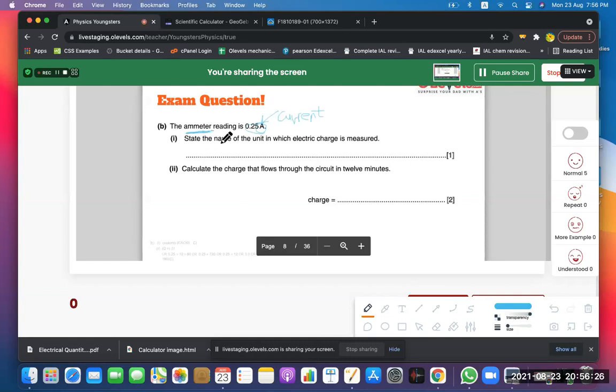The first part, Muhammad, look here. The first part says state the name. Our first step is to underline what is asked in the question. We first have to underline what's asked in the question. It's saying state the name of the unit in which electric charge is measured. So we have to mention the name of the unit of the charge. We first underline. That's exam technique, when you read the question.